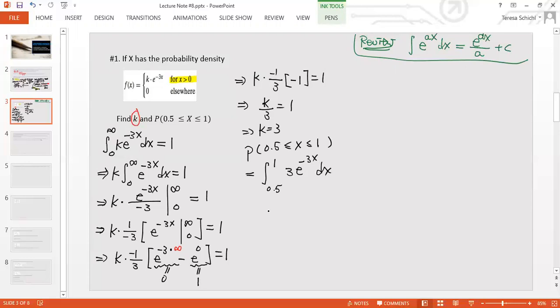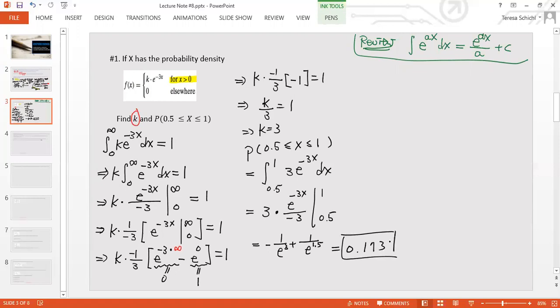Okay, so I'm going to do the same thing here. So this is the 3. Then the integration will be negative 3 e to the negative 3x. Then you substitute the lower bound and the upper bound here. After I substitute, I get negative 1 over e to the cube plus 1 over e to the 1.5, or 3/2. So if you put it into the calculator, it will give you 0.173.